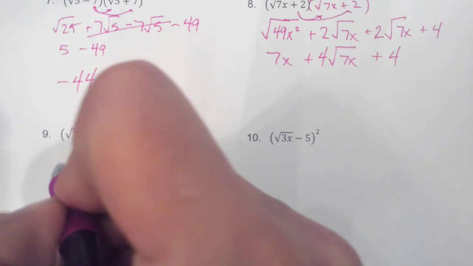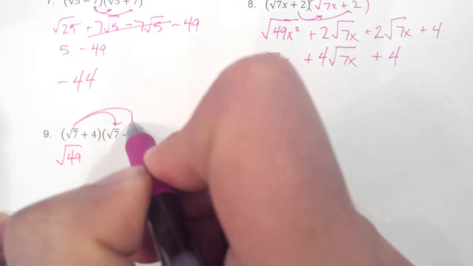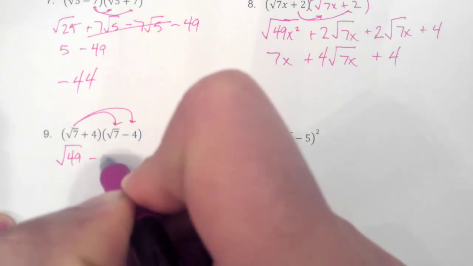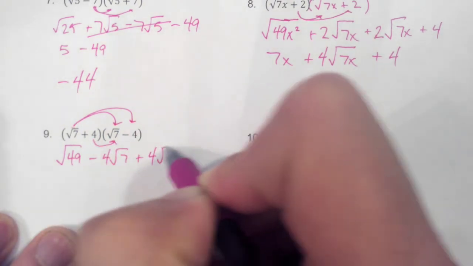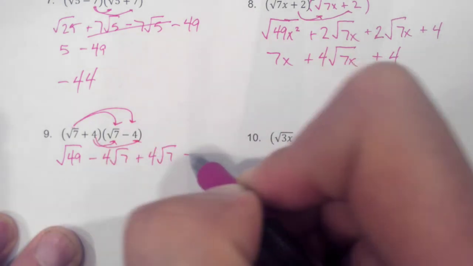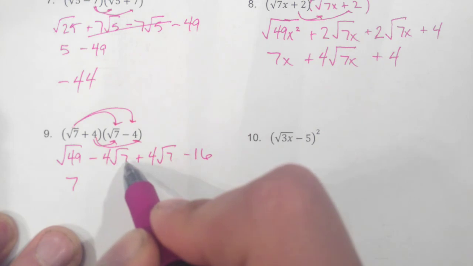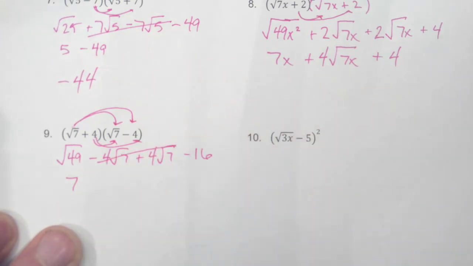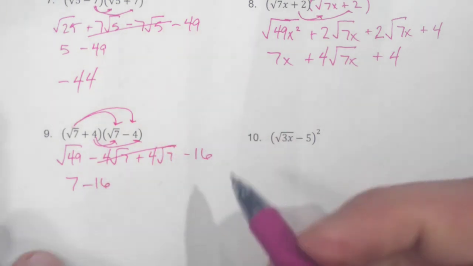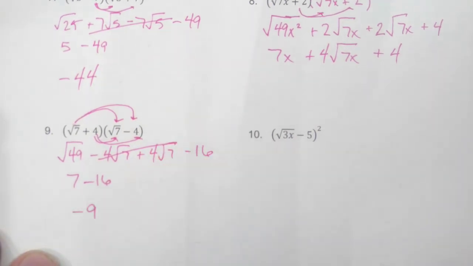7 times 7 is 49. 7 times negative 4 is negative 4 square roots of 7. 4 times the square root of 7 is positive 4 square roots of 7. And 4 times negative 4 is negative 16. The square root of 49 is 7. A negative 4 square roots of 7 plus a 4 square roots of 7 are opposites. They'd cancel each other out. And then minus 16. So 7 minus 16 gives me a final answer of negative 9.